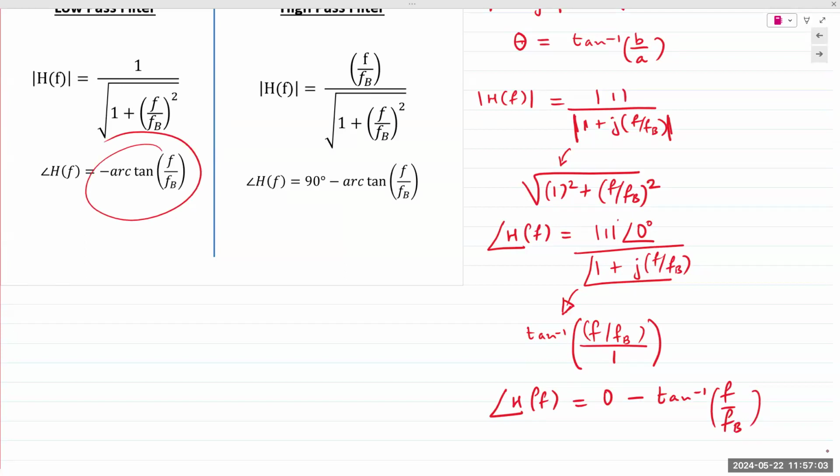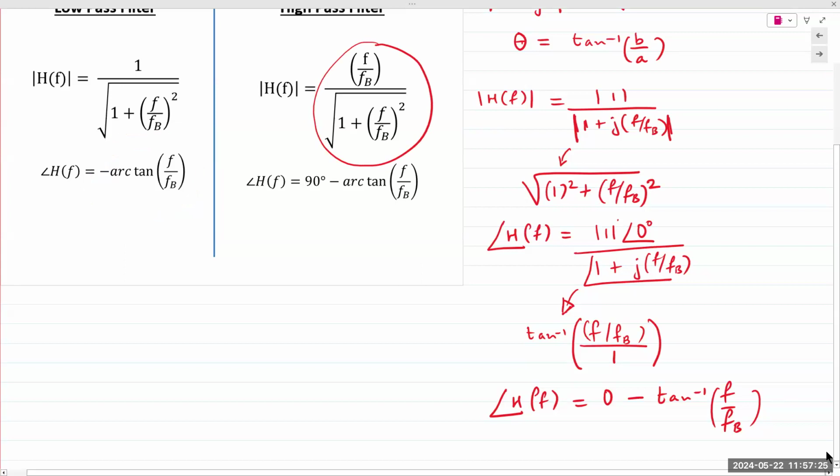You can do the same thing with the high pass filter, but the high pass filter has a numerator term, j f over fB. And so when you find the magnitude of the transfer function, you have an additional term in the numerator, f over fB, right? It'll be the square root of (f over fB) squared, which gives you f over fB in the numerator.